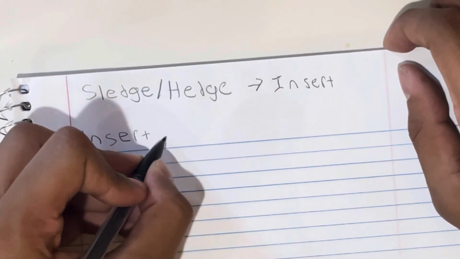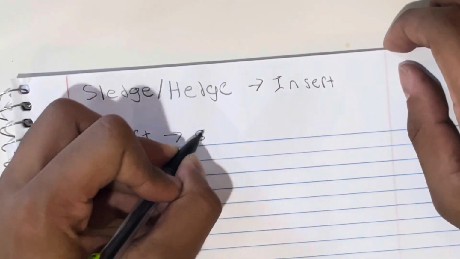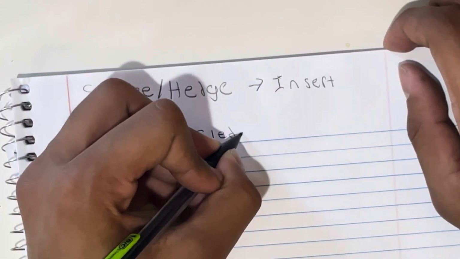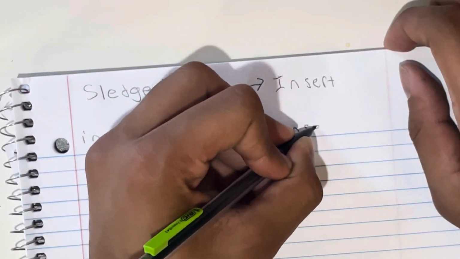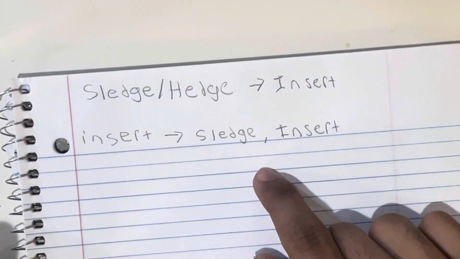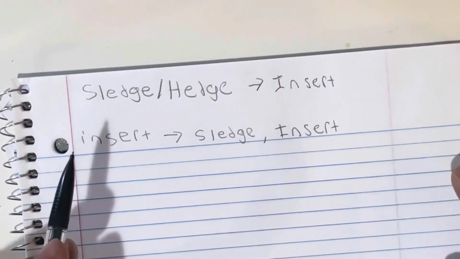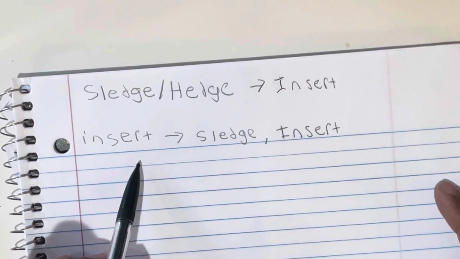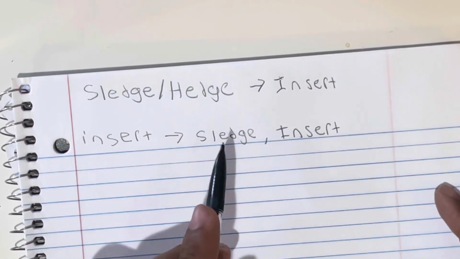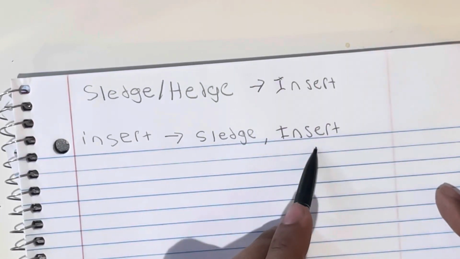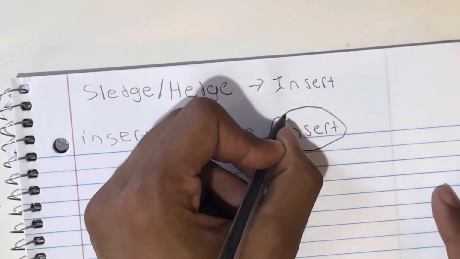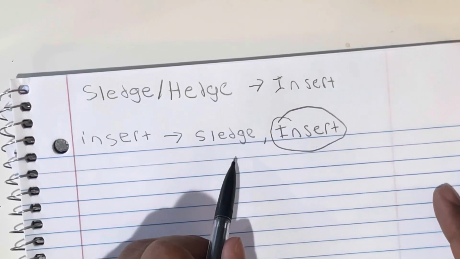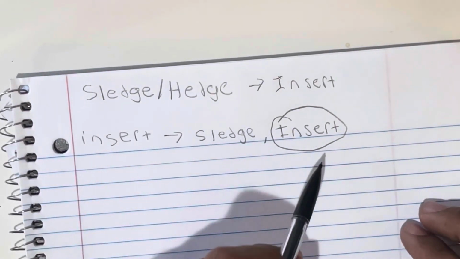And if you do an insert, it should lead to a sledge or an insert, like that. However, if you do an insert and you can choose between a sledge or another insert, you should prioritize the insert over the sledge, because in most cases that is what is going to be better.